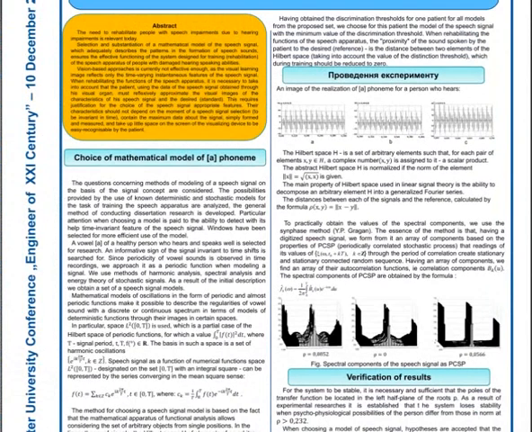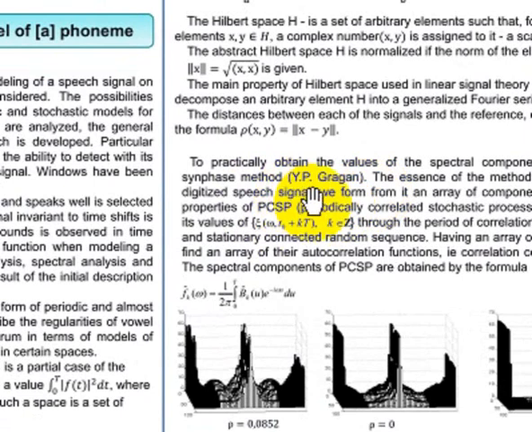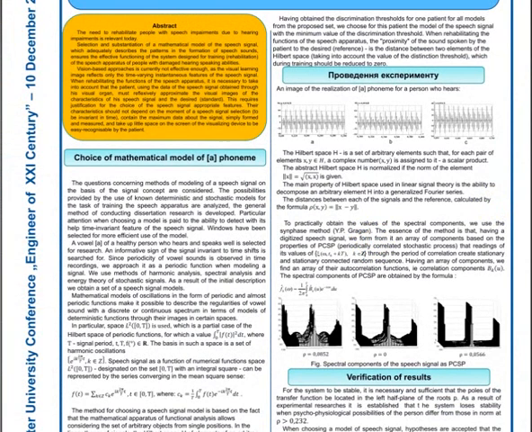To obtain the values of the spectral components, we use the so-called synphase method proposed by Yaroslav Petrovich Dragan, for a periodically correlated stochastic process in terms of the energy theory of stochastic signals, represented and proposed by Dragan. The spectral components of the periodically correlated stochastic process are obtained by the appropriate formula and represented here.